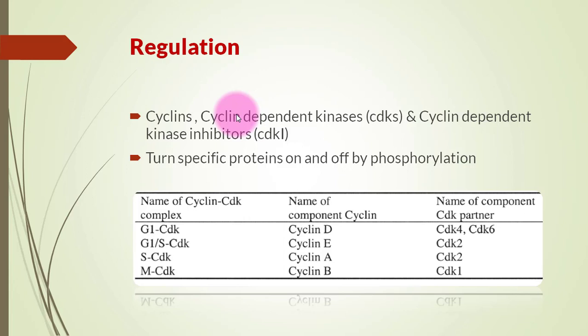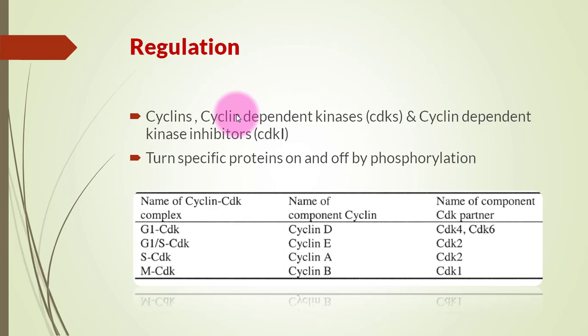So let's talk about cyclins, for example. Cyclins are a number of proteins that specifically bind to cyclin-dependent kinases. When cyclin-dependent kinases and cyclin bind together, they form a complex. This complex has the catalytic activity, the kinase activity, of transferring the phosphate group from ATP to a downstream protein, to another molecule.